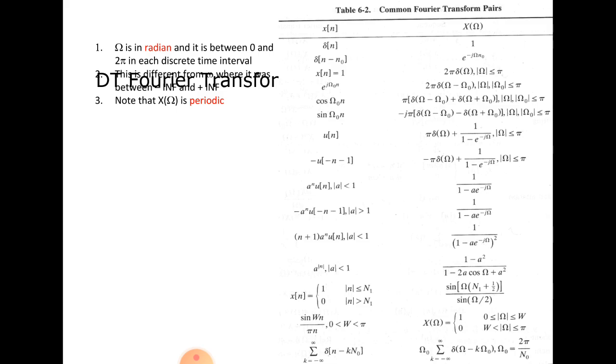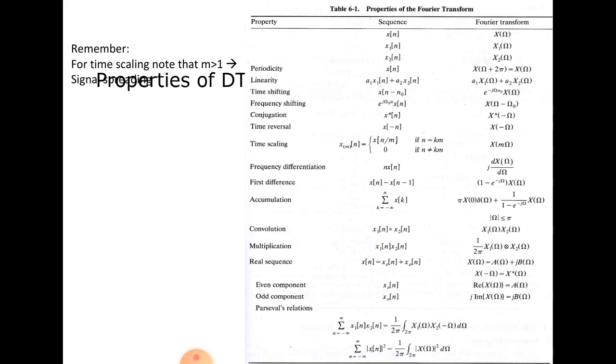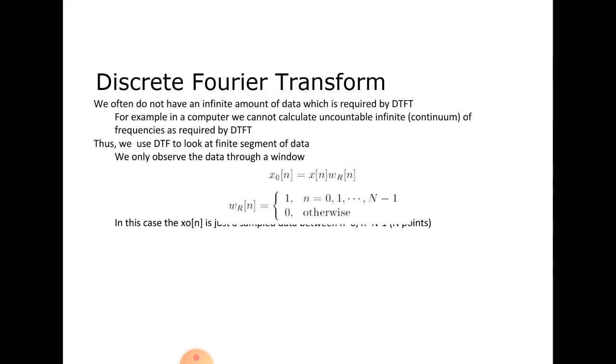This slide shows the table of the discrete time Fourier transform, and this is also the same. In the discrete time Fourier transform, we often have an infinite amount of data required by the DTFT. For example, in a computer we cannot calculate an uncountable infinite duration frequency record by the DTFT. So we use the DTFT to look at a finite segment of data.